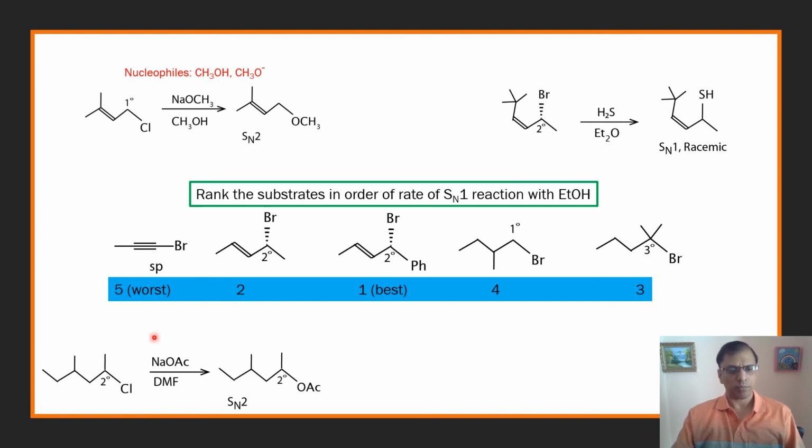Let's look at another example. This is a secondary halide, and this is sodium acetate. Acetate is a moderate nucleophile, and the reaction is occurring in DMF to help speed up the reaction. DMF is an aprotic polar solvent. So an aprotic polar solvent will make the acetate a better nucleophile, and so the reaction will occur via an SN2 mechanism.